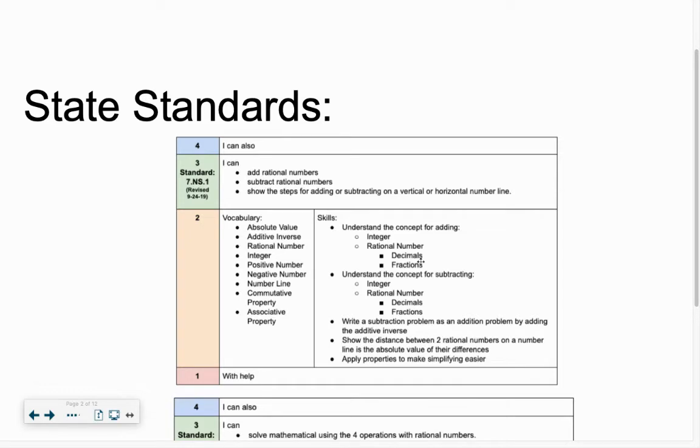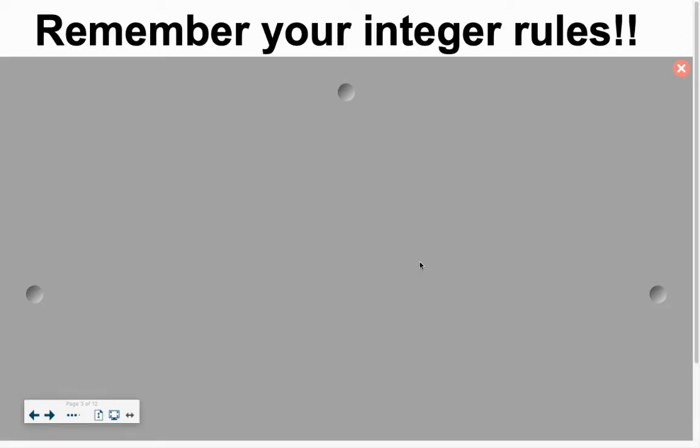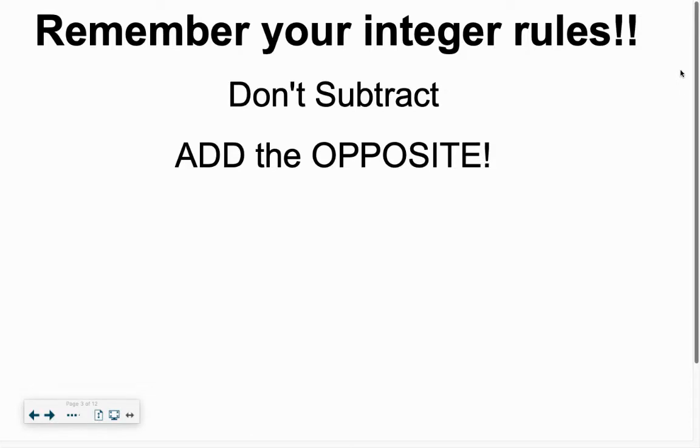Today we're going to bring in positives and negatives. When we did those flip books, it was just straight subtraction. Today, with the positives and negatives, we're going to bring back our integer rules, where we have this huge phrase: don't subtract, add the opposite. Put a big old bubble cloud around it. The word opposite, that's the big thing we need to remember.